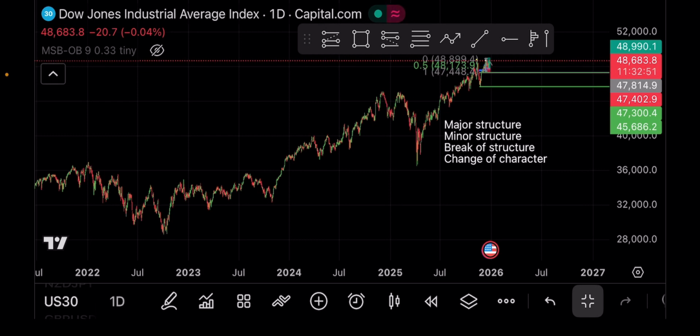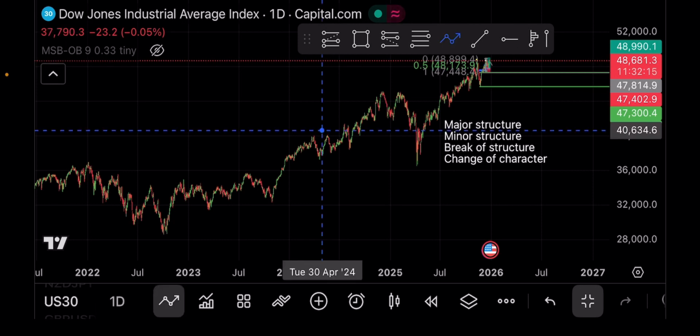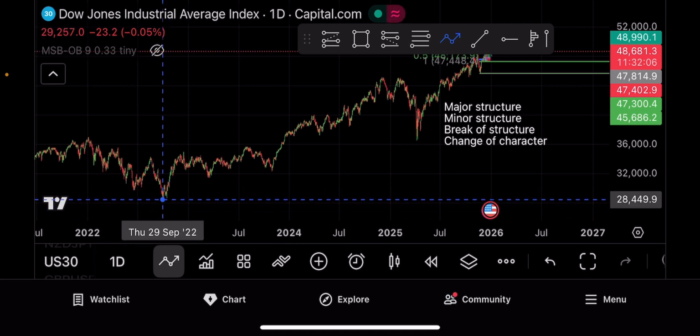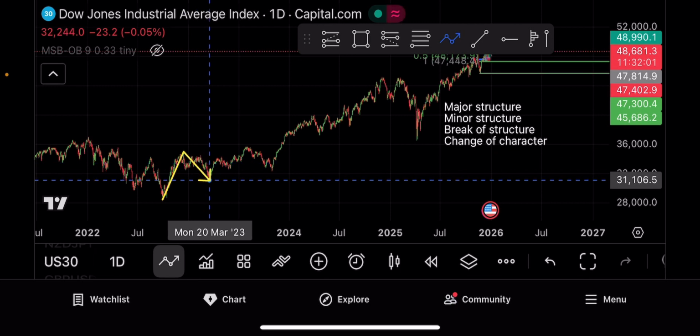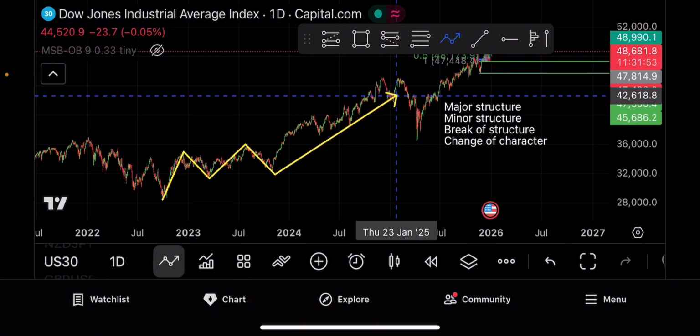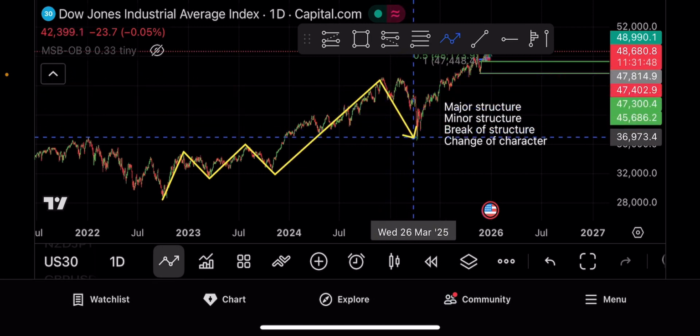So let's go to break of structure now. How do we define a break of structure? When there is an impulse, there will be a reversal. When the high or the low of that impulse is broken, that's when we have a major break of structure. Do you get it now? Let me draw it: impulse, reversal, impulse, reversal, impulse, then reversal, then impulse.